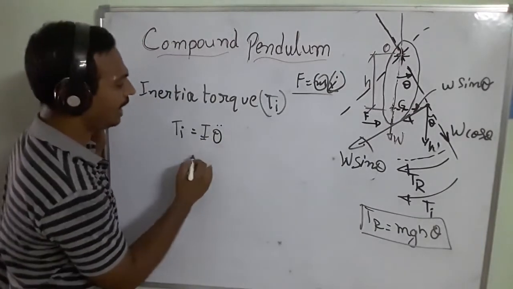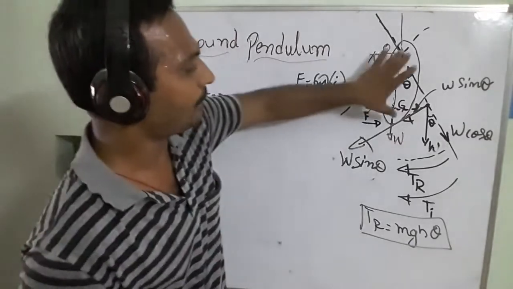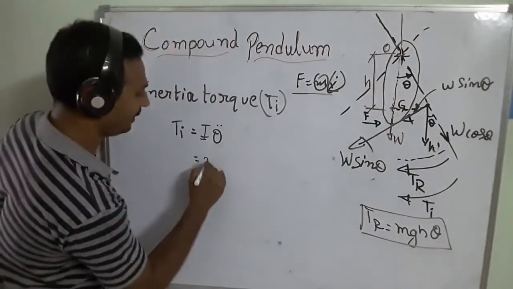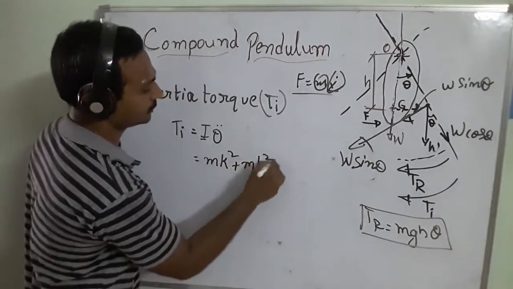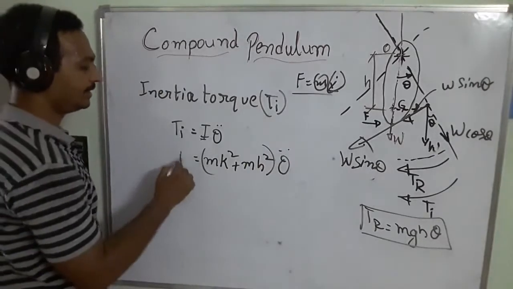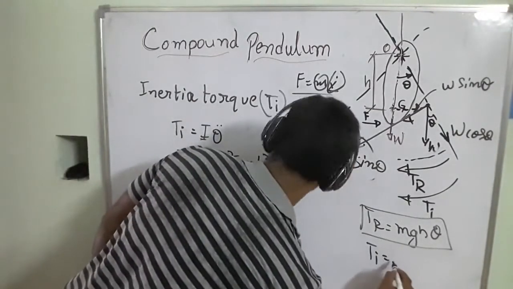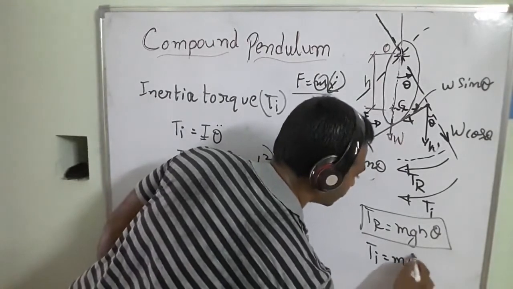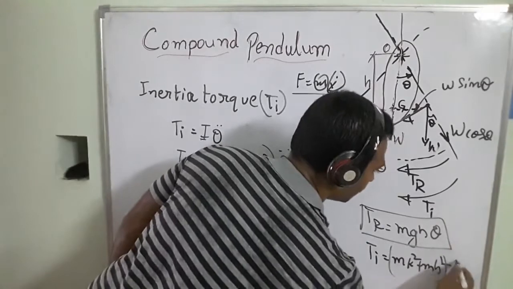As we know, I is equal to, what is the formula? Already we have written that, because we are applying the parallel axis theorem. That's going to be mk square plus m into h square, into acceleration. Right? This is going to be the Ti value. So Ti is equal to, what is the formula? mk square plus mh square, that is the distance square, into the acceleration.